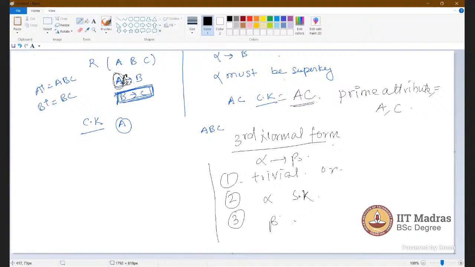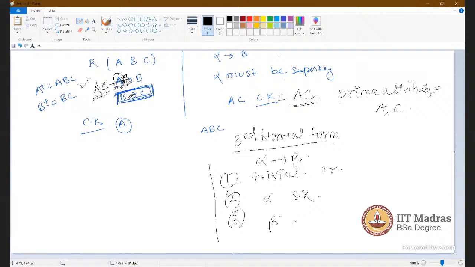Yeah, Akash, are you able to follow me? Yes, sir. This particular one, A to C, is a candidate key, right? So A to C determines B. So this is in third normal form. Next, check B to C.